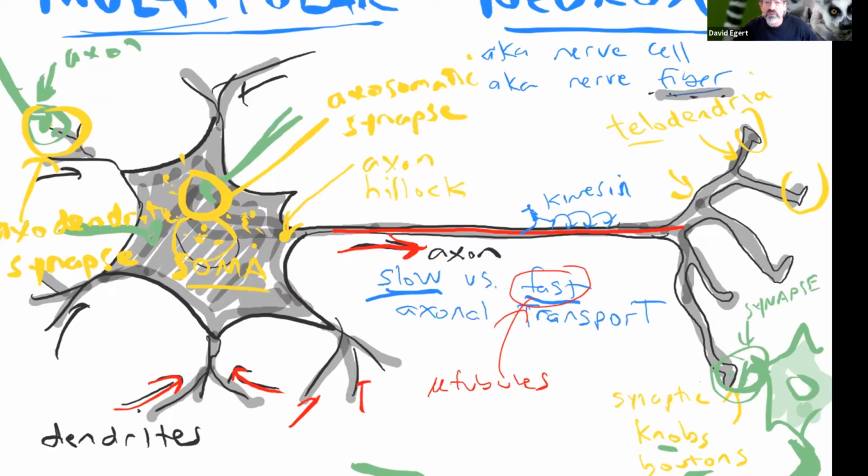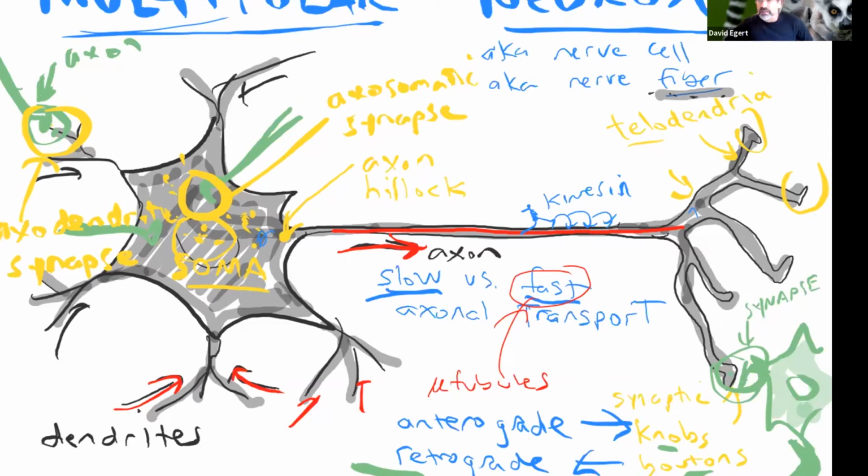So if you need to get something from one end of the cell to the other end and don't want to wait forever, there actually is a way to move things. And two more words you should know. Anterograde means moving forward. Retrograde means moving back towards the cell body.